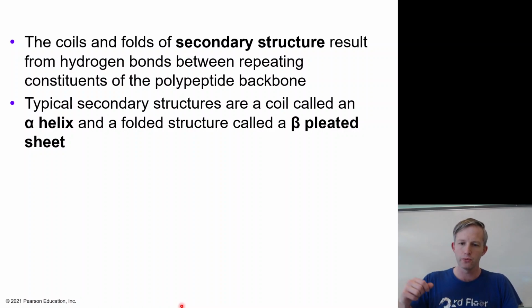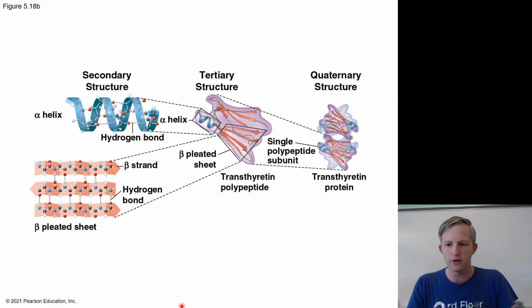And so this can result in typically 2 different types of shapes, an alpha helix or a beta pleated sheet, where basically, in this alpha helix picture here, you can see that this amino acid's amine group is ever so slightly attracted to the carboxyl group on the other side. And so we have this attraction.